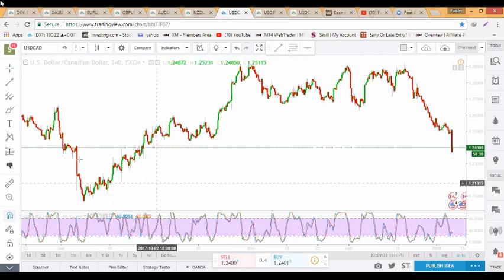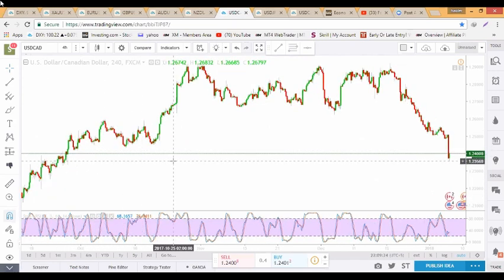So we just need a little extra care when we are trading the Canadian dollar, because we have to keep in mind the US dollar index price. We also have to be aware of the oil prices, because if the oil prices go up, then USD CAD starts moving down. So we need to be very careful when trading the Canadian dollar. But it's a very good pair.